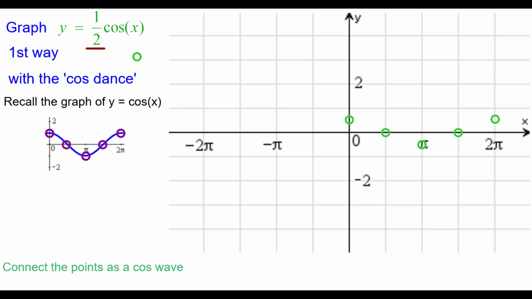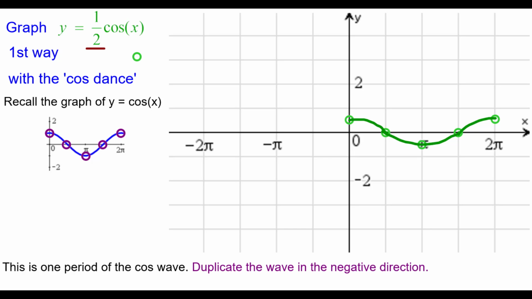So we're going to connect the points as a cosine wave. Concave down, concave up, concave down. This is one period of the cosine wave. We're going to duplicate that in the negative direction by going back each key point 2 pi. This point of inflection, the minimum goes back 2 pi, the next point of inflection, and now we're ready to go ahead and complete the wave.